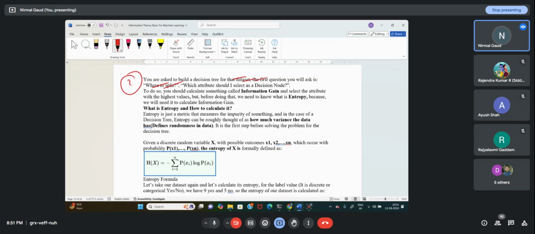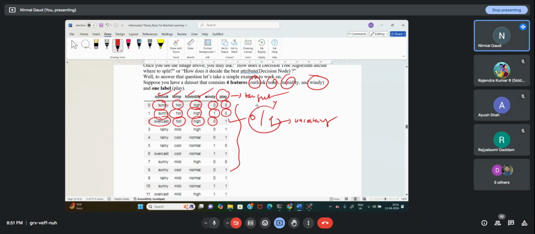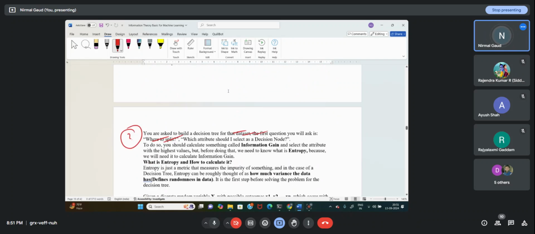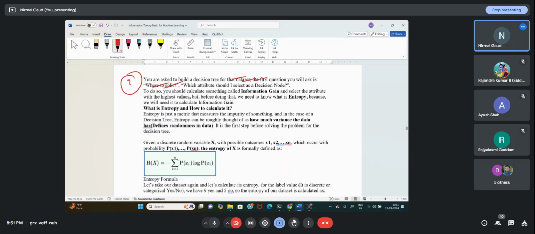Right now, I'll give you some hint. See, there are four features present in my data: outlook, temperature, humidity, and wind. I need to split my data on that particular feature that will give me the highest information gain. I need to select that attribute, that feature, that will give me the highest information gain.